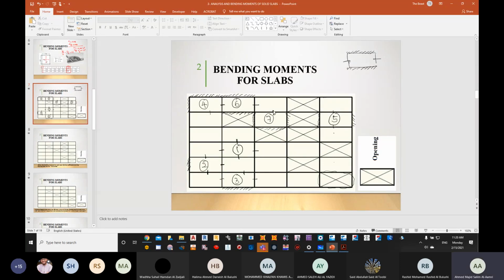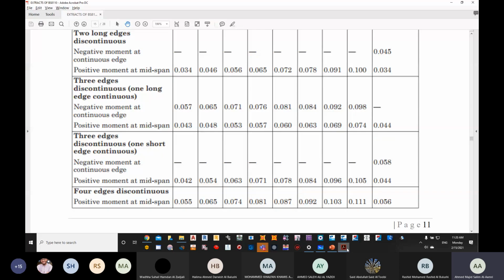Okay. Now case number 8, let's go for case number 8. Case number 8 says for you, three edges are discontinuous. Only one short edge is continuous. So three are discontinuous. One is continuous, which is a short edge.